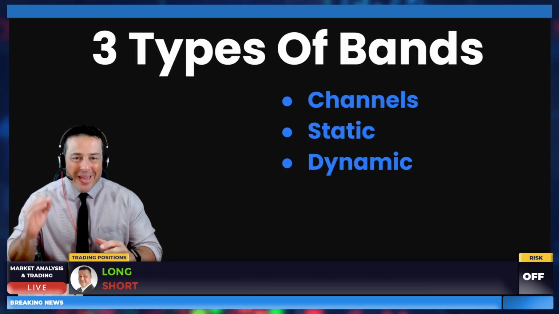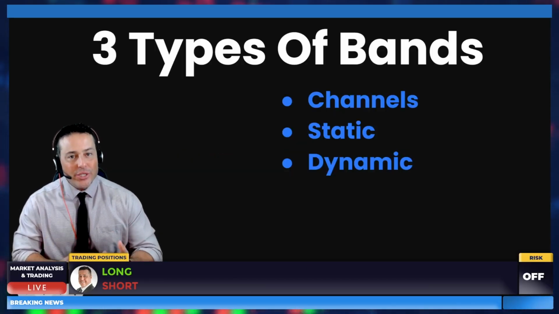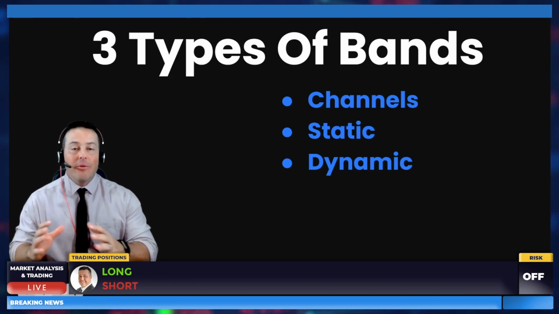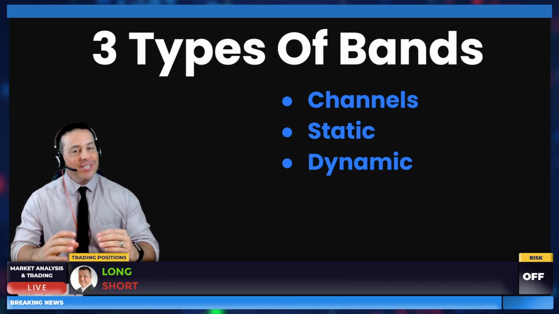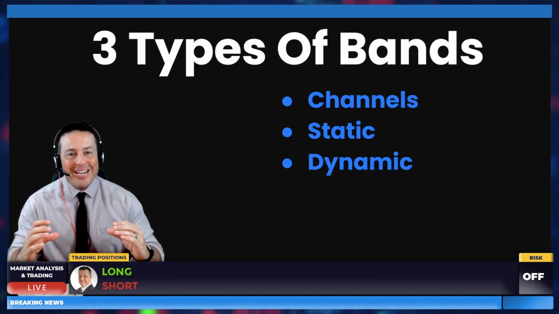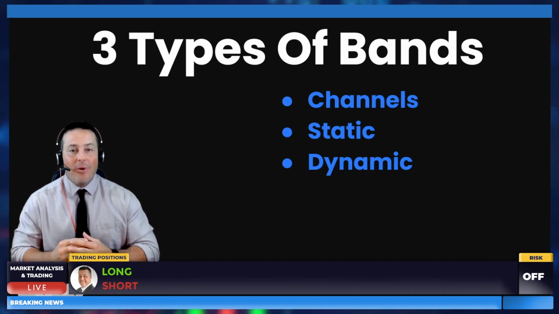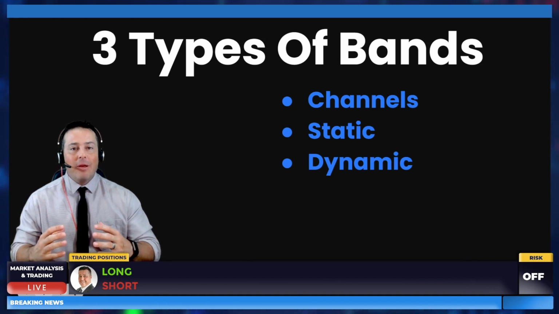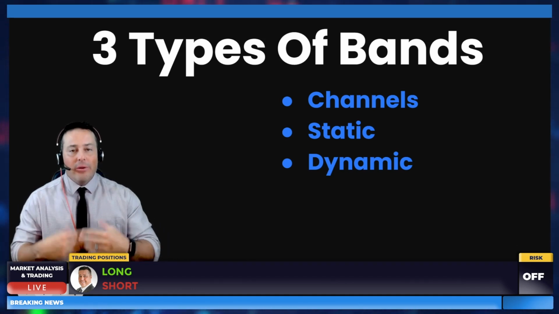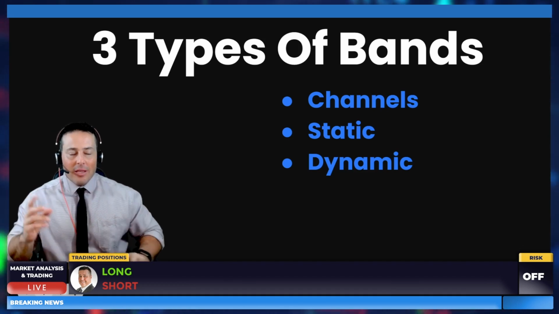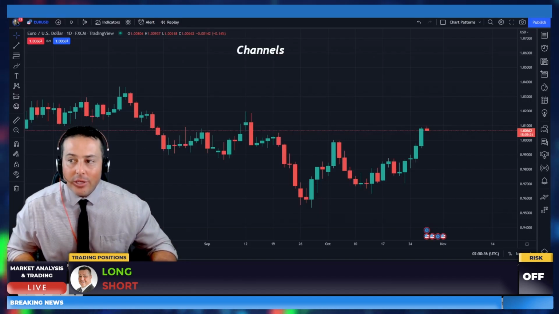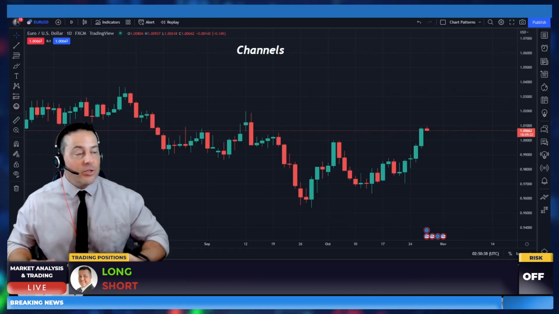Okay, there are three basic types of bands. Number one is channels, number two are static bands, and number three are dynamic bands. Channels are just a set of parallel lines that encapsulate price action. Static bands are those that are a fixed amount away from price or a mean value, and dynamic bands are bands that ebb and flow, really representing the current state of price. Let's dig into each type and show you how to add these on your basic TradingView platform.